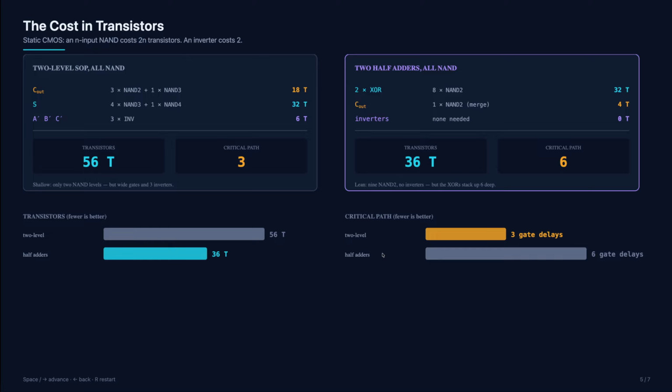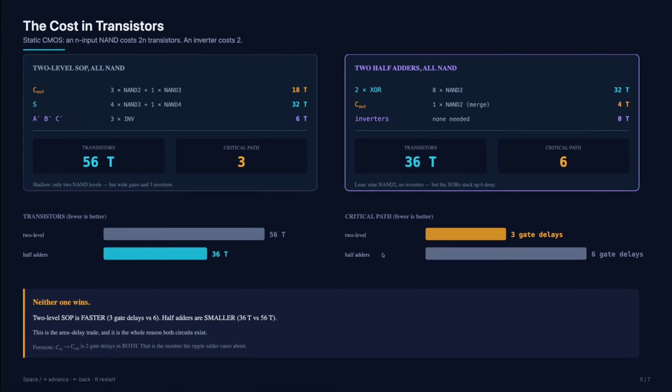Okay, so the next step here is, let me first say, neither one wins. It depends on what you want. If you were going to compare these two and try to come up with a winner, this one wins on critical path, but it loses on transistor count. This one loses on critical path, but wins on transistor count. So it depends on what your goal is.